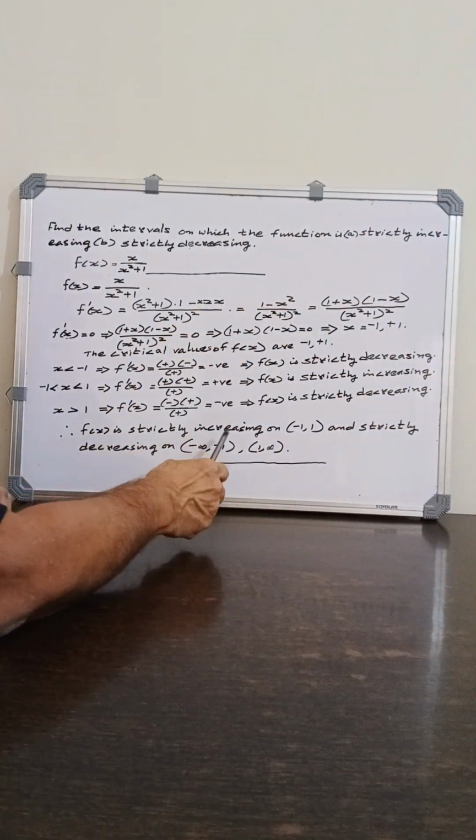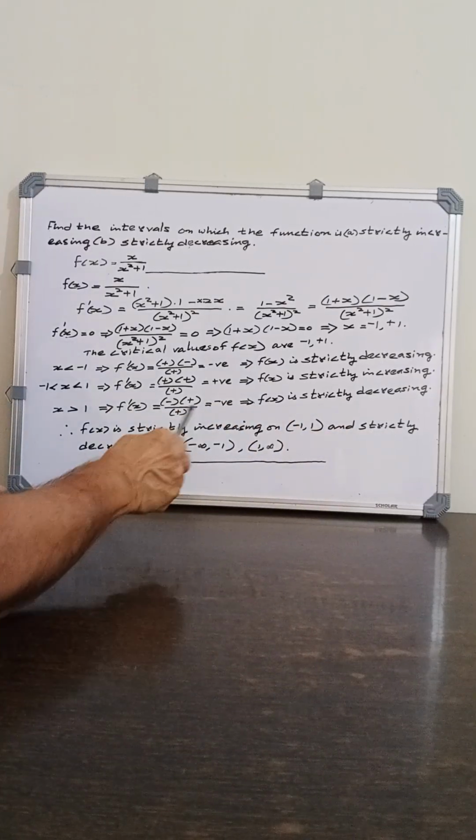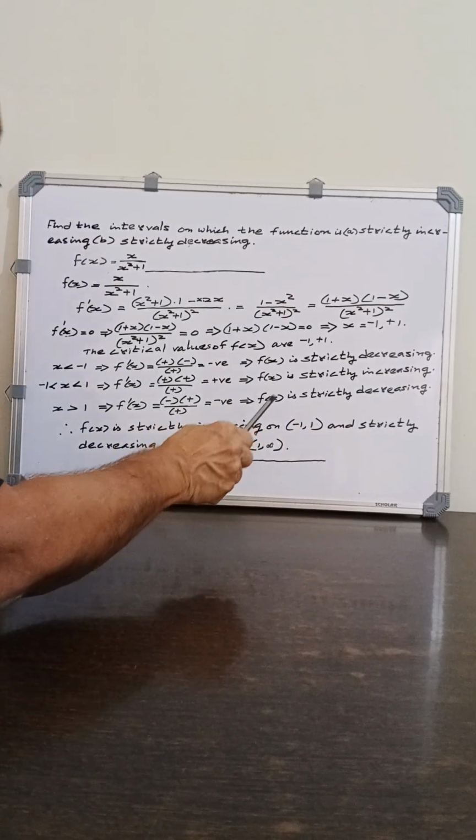Therefore, f of x is strictly increasing on minus 1 to 1 and strictly decreasing on minus infinity to minus 1 and 1 to infinity.